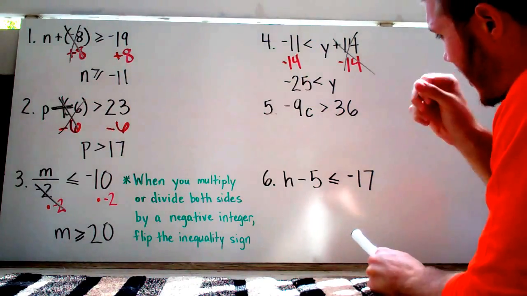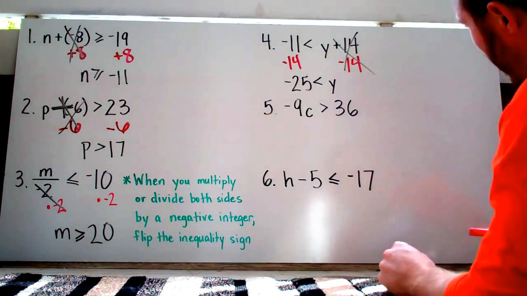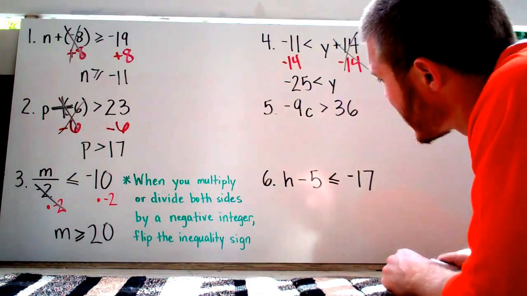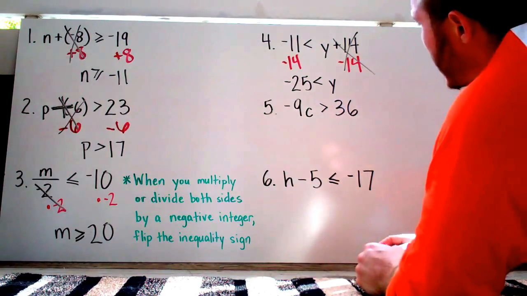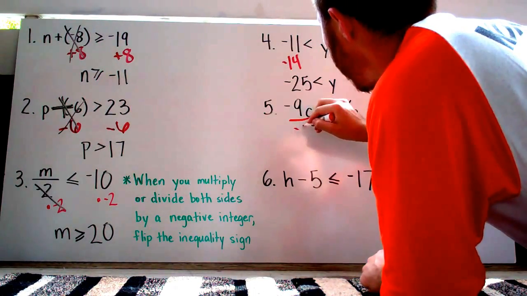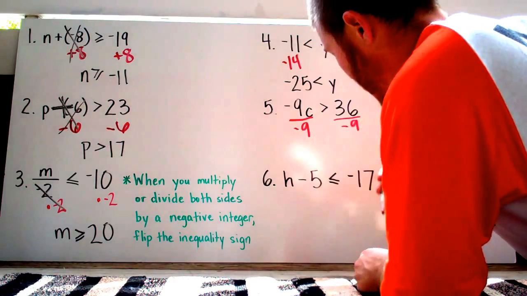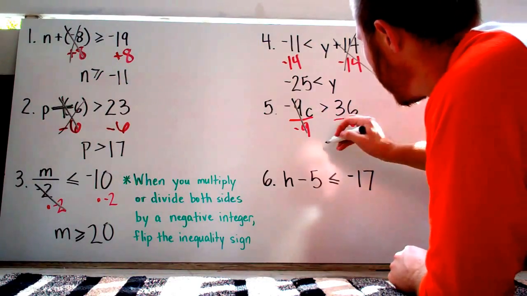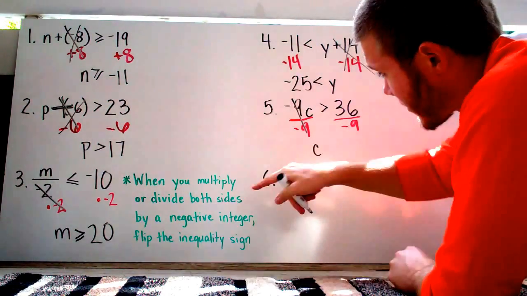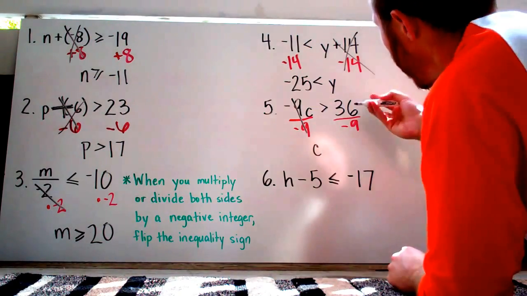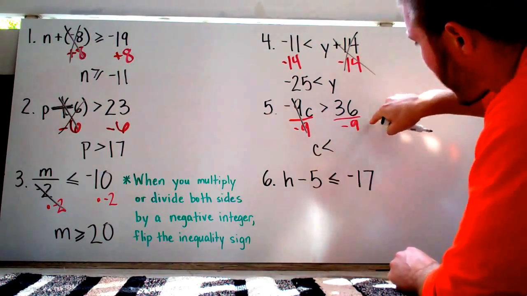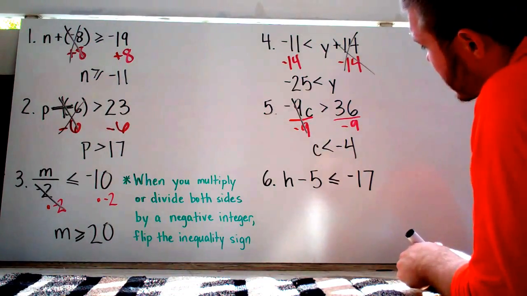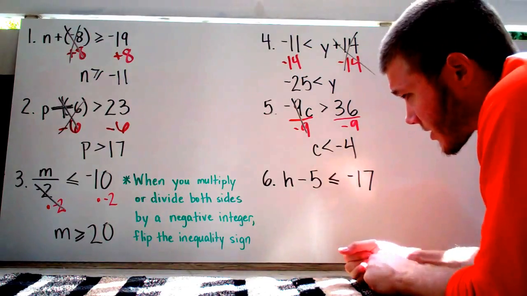Number 5, negative 9c is greater than 36. Alright. The operation that's being used here, class, is multiplication, remember, because you can't see it in between the 9 and the c. The opposite of multiplication is division. So, instead of times negative 9, I'm going to divide this side by negative 9. And I'm going to do that to both sides. Okay? So, these are going to cancel. All I have left is c. And since I divided by a negative number, like the rule says, I have to flip that inequality sign. So now, it's going to face that way. And 36 divided by negative 9 is negative 4. Alright?